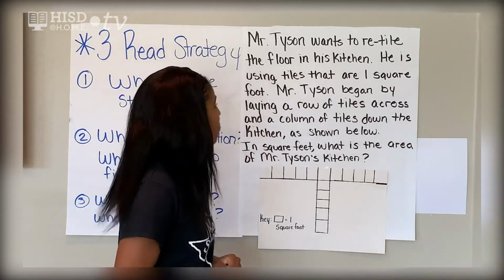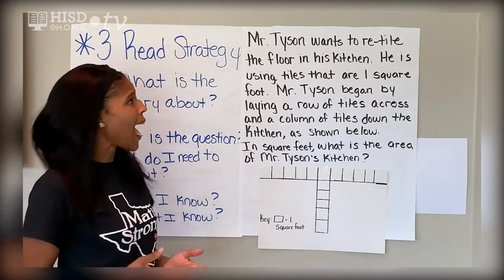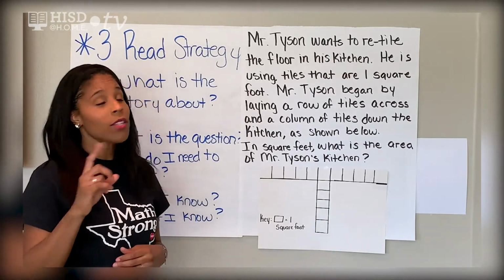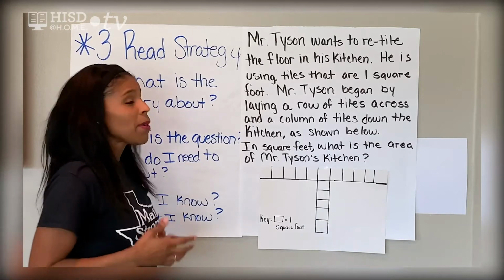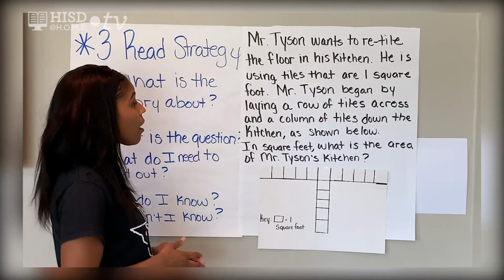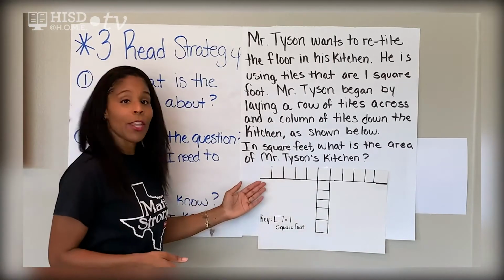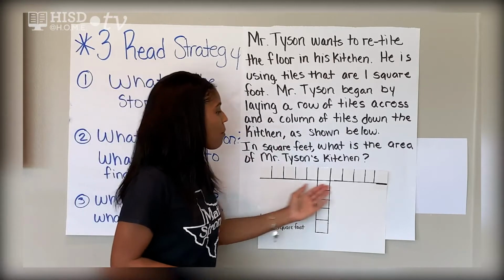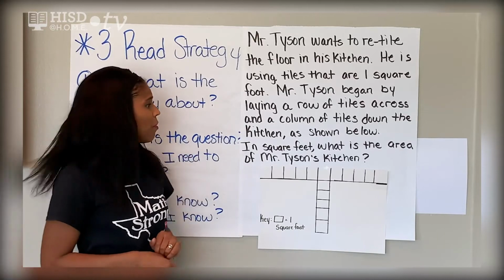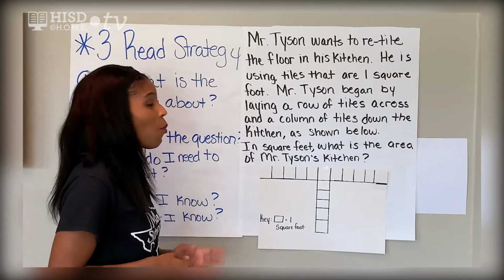Let's begin. Our problem for today is, Mr. Tyson wants to retile the floor in his kitchen. He is using tiles that are 1 square foot. Mr. Tyson began by laying a row of tiles across and a column of tiles down the kitchen. As shown below, and you see my picture here. Here's my row and my column down. In square feet, what is the area of Mr. Tyson's kitchen?